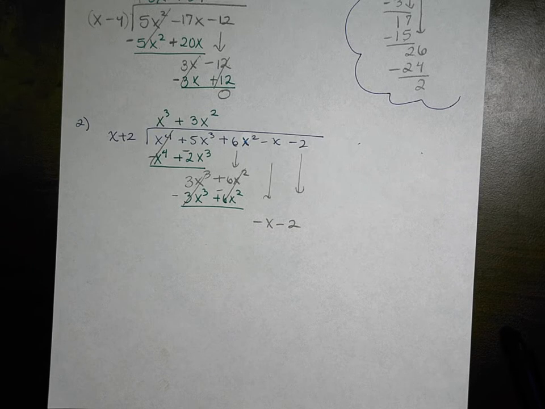All right. So in this one, two terms end up canceling out. So you drop the minus x and the minus 2 and continue.